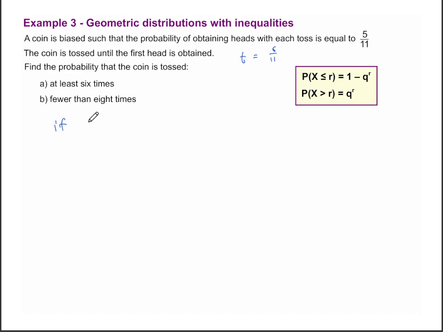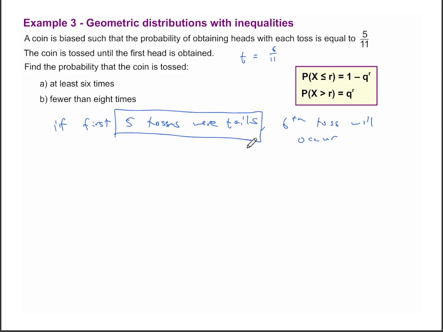Because if the first 5 tosses were tails, then he's going to keep on tossing, because he's tossing it until the head is obtained. So if the first 5 tosses were tails, the 6th toss will occur. Right? And he wants it to happen at least 6 times. And so for that, we just want the first 5 to be tails.